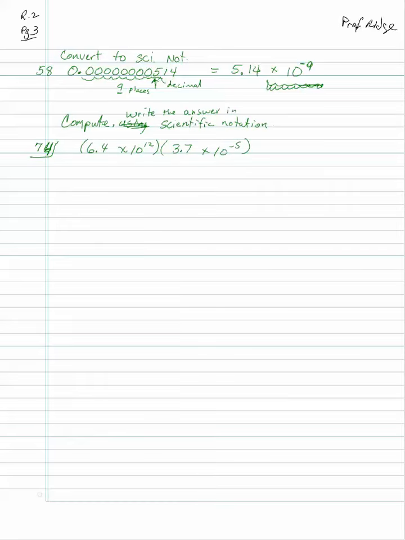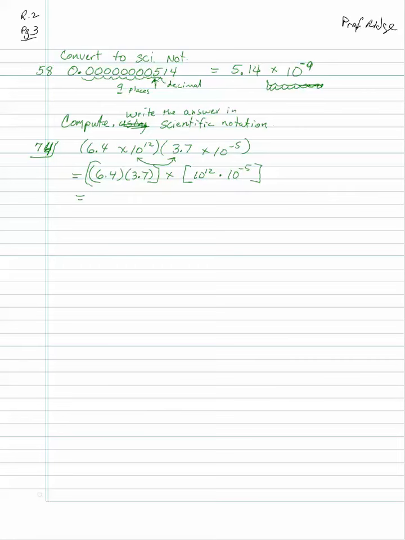Let's see how you compute using scientific notation. So again, this is all being multiplied, right? So I got 6.4 times 10 to the 12 times 3.7. I can do that trick where I can switch the order here, and it's associative. I can drop the parentheses. So I'm going to do 6.4 times 3.7, and then I'm going to do the exponent rules for 10 to the 12 times 10 to the negative 5.